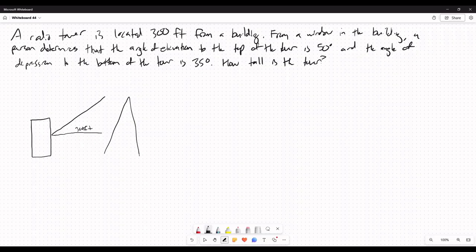And we know that the angle to the top of the tower is going to be 50 degrees. And then there's another angle going 35 degrees to the bottom of the tower. And our question is, how tall is the tower?